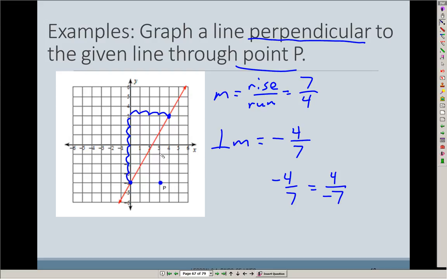I'll rise 4, and I'll run -7. 1, 2, 3, 4, 5, 6, 7. Right there. Connect the dots. And you can see there's definitely a right angle there, so they are perpendicular. So remember, parallel lines have the same slope. Perpendicular lines are negative reciprocals.